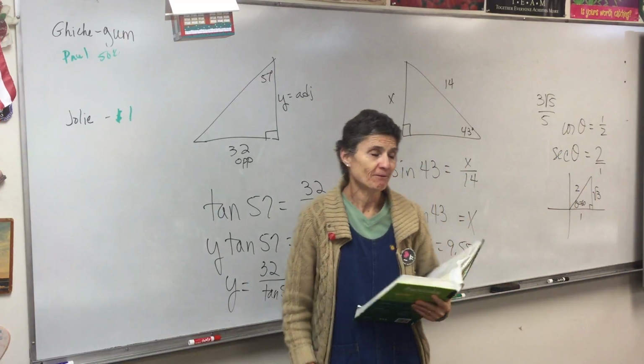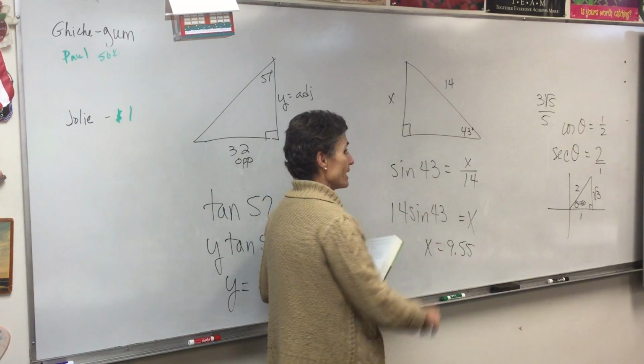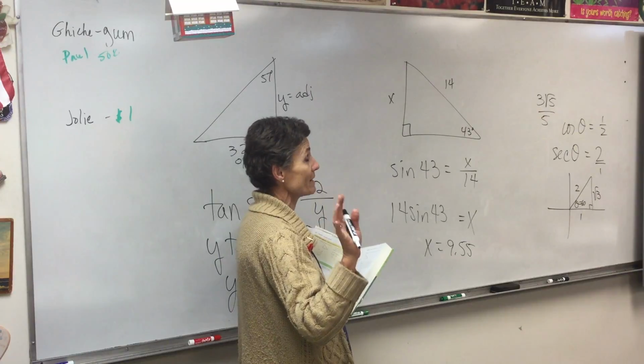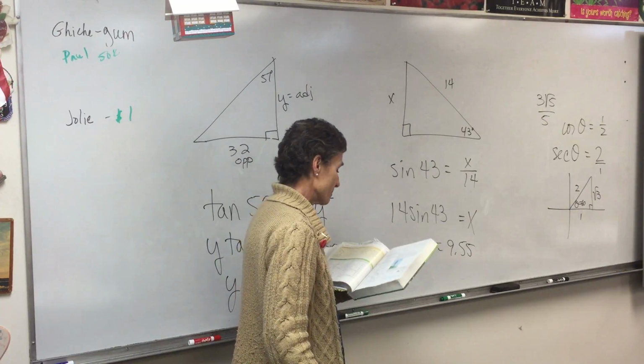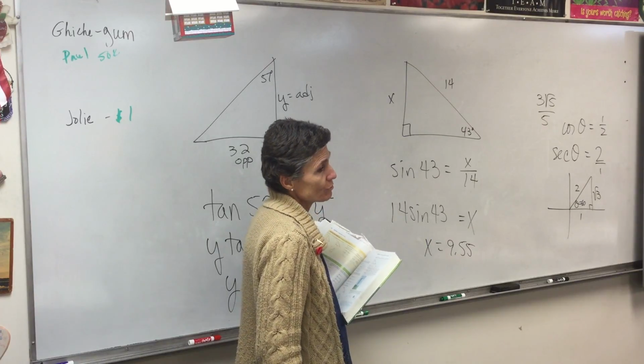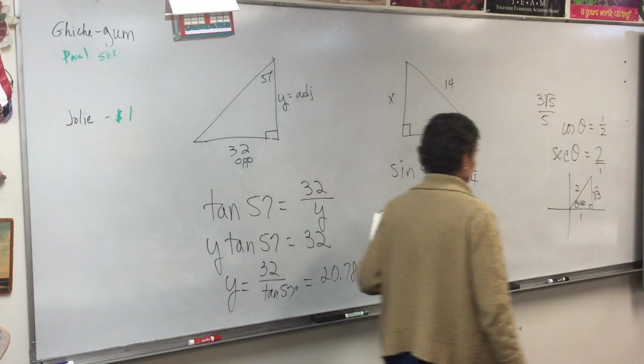Probably never in your life are you going to be walking down the street and have a triangle drop out of the sky and say, solve me. That's not how it works. Take a look at problem 62. This is where we use trigonometry in real life.